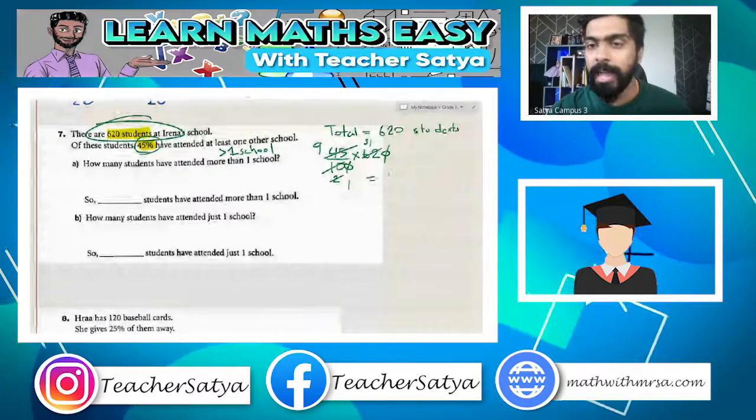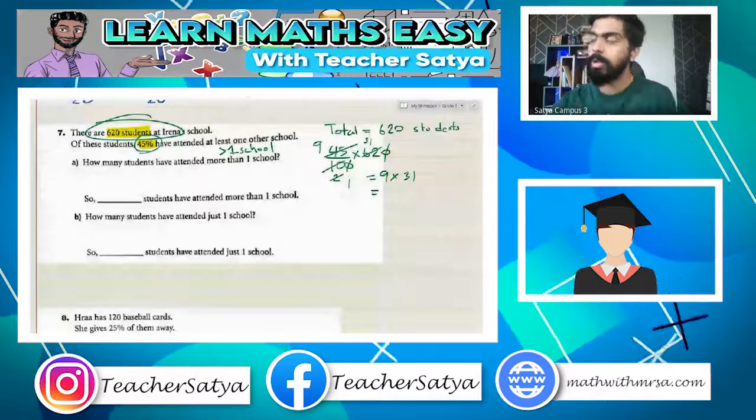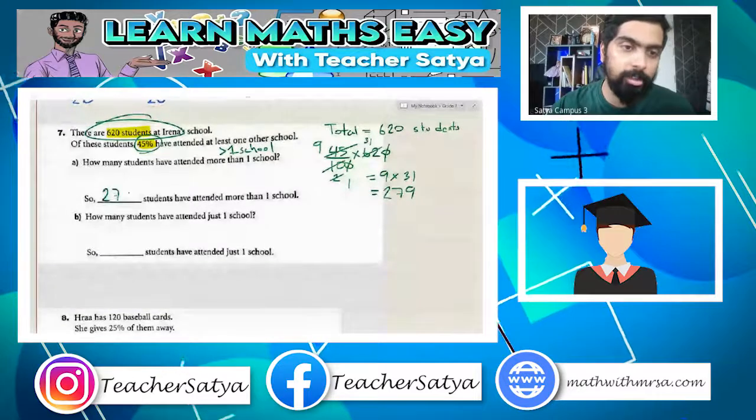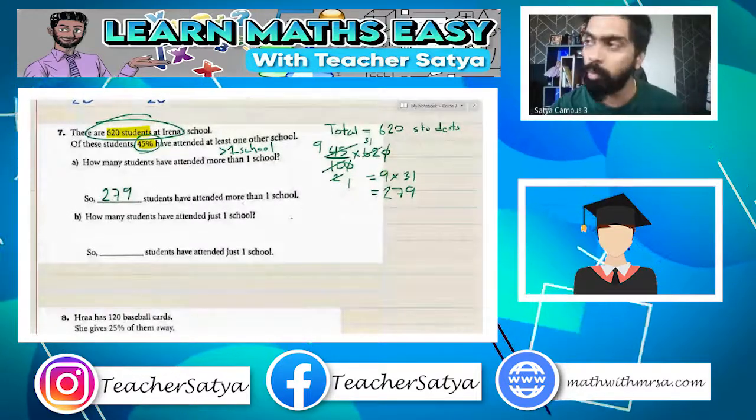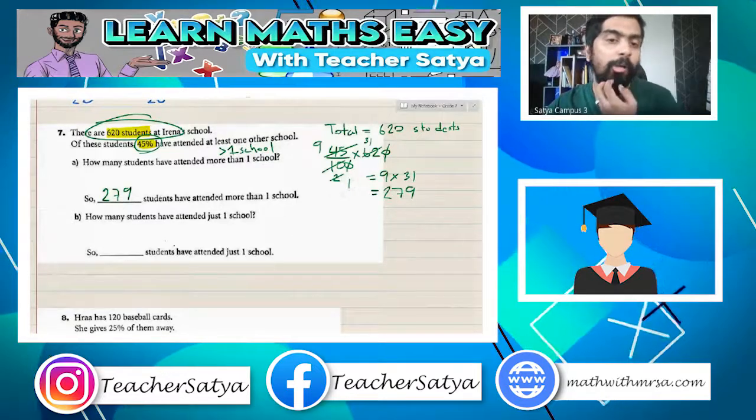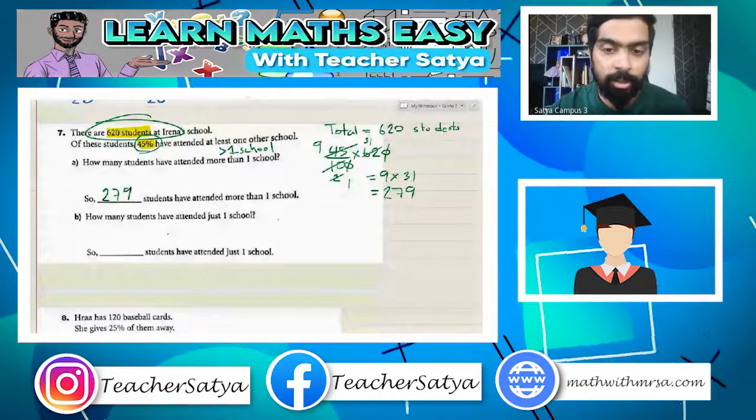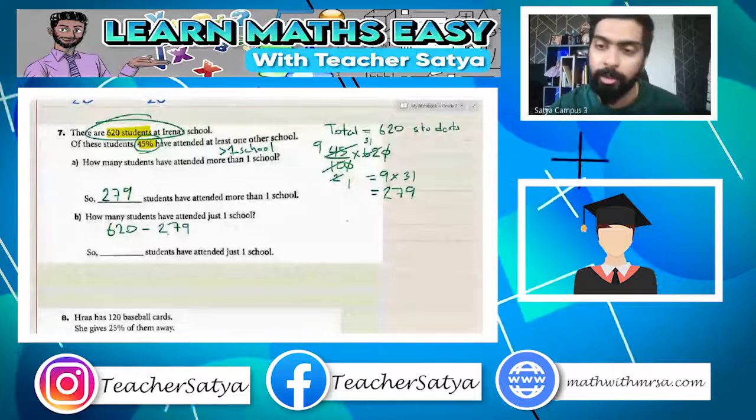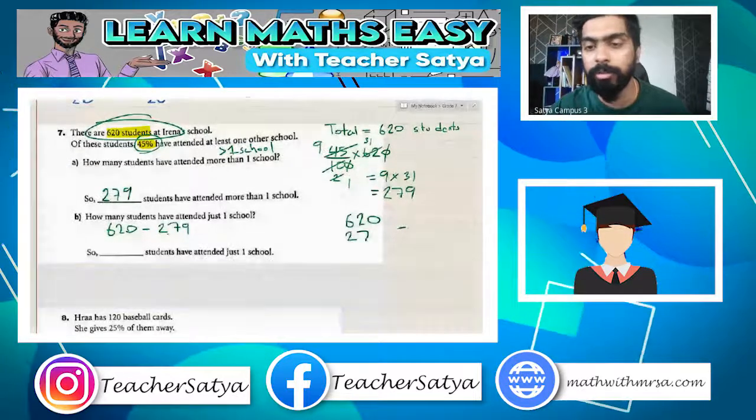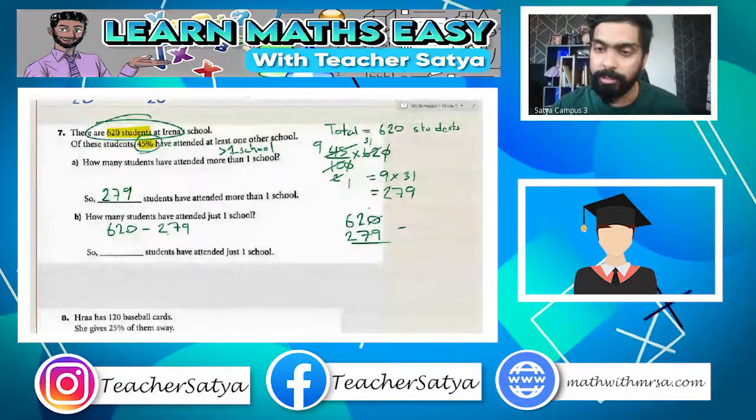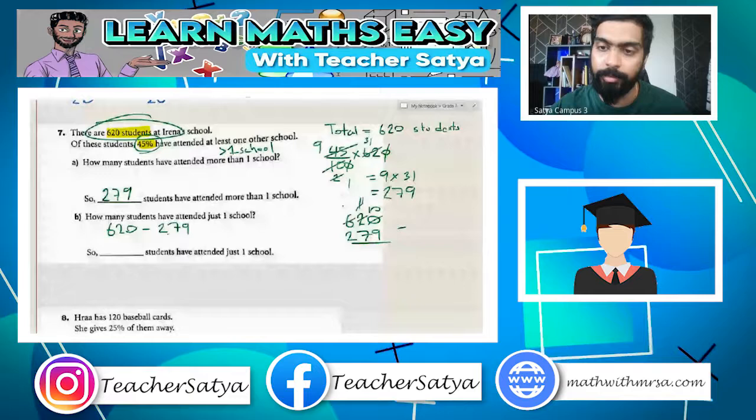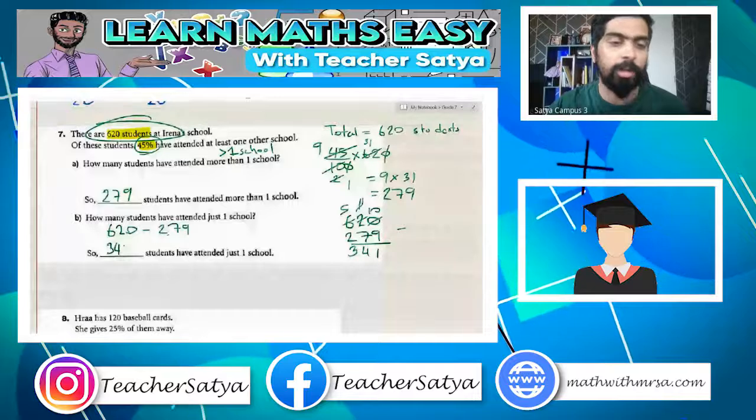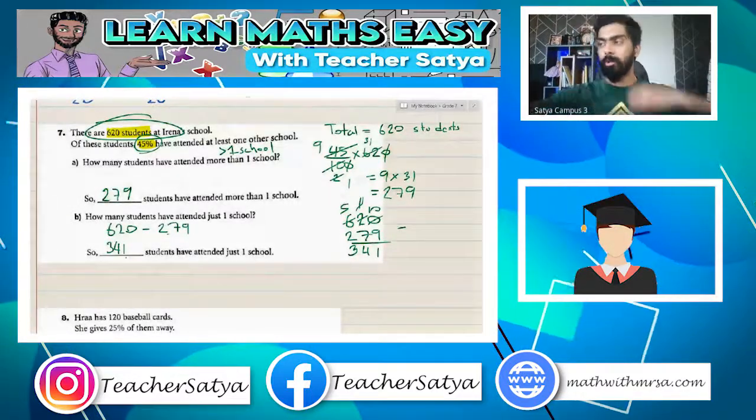Now, what is 9 times 31? 279. Very good. So 279 students have attended more than one school. Now, question number 2. How many have attended just one school? This is easy. So we take 620 minus 279 to get the answer. So 3, 4, 1. So 341 students have attended just one school.